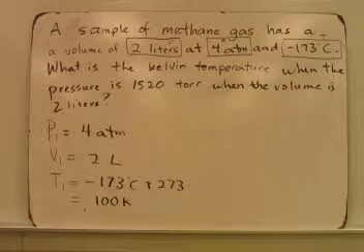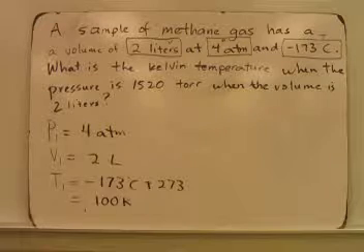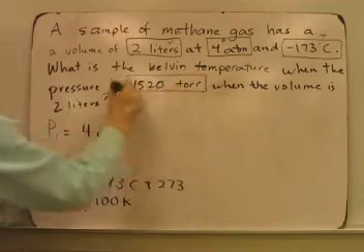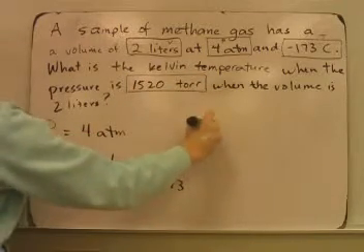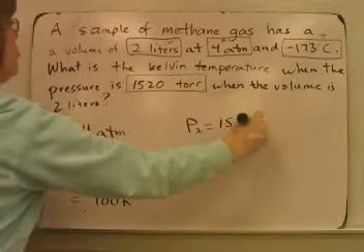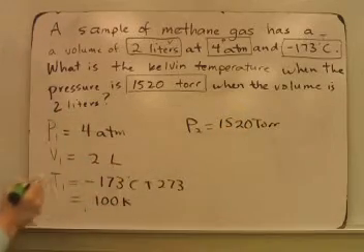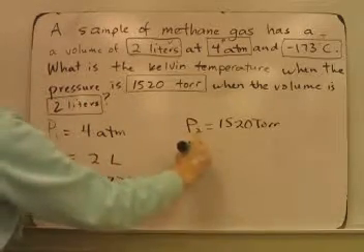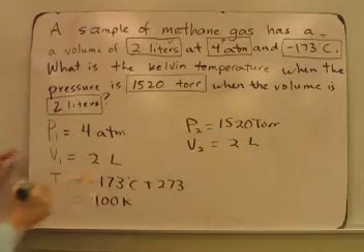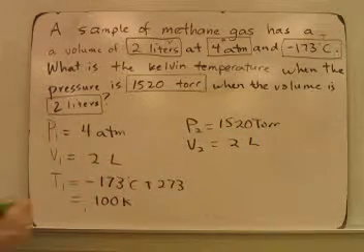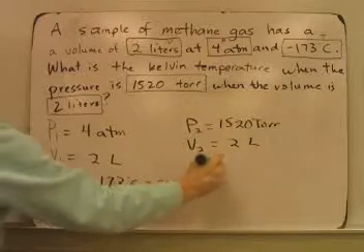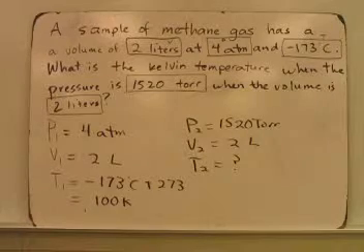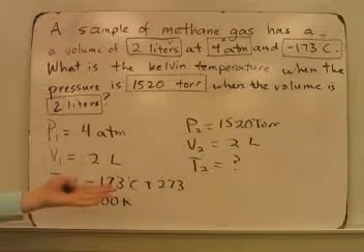All right, let's look at our second conditions. This says that our pressure is 1520 torr. So P2 is 1520 torr. Our volume is 2 liters. So V2 is 2 liters. And we're trying to find the temperature. So that means our second temperature is our unknown. That's our question mark. We don't know what that is. So we don't have to change that to Kelvin, obviously, because that is what we're looking for.